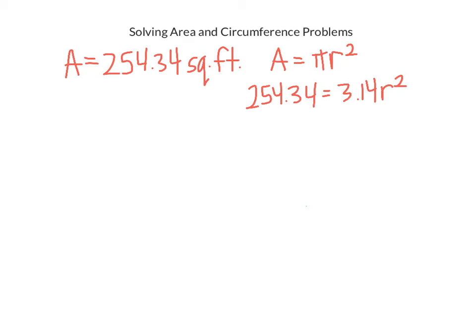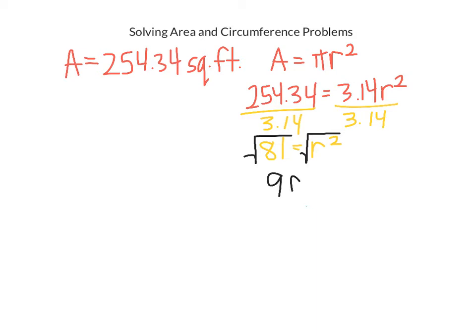So now the inverse operation to isolate r is to undo the multiplication of 3.14 by dividing both sides by 3.14, and that equals 81. Now how do we unsquare? Well, we unsquare by square rooting. So if I square root r squared, I just get r. So 9 feet equals the radius. And now I want circumference, and since I have radius, I'm going to use pi 2r.